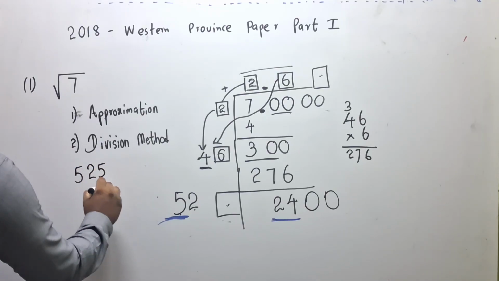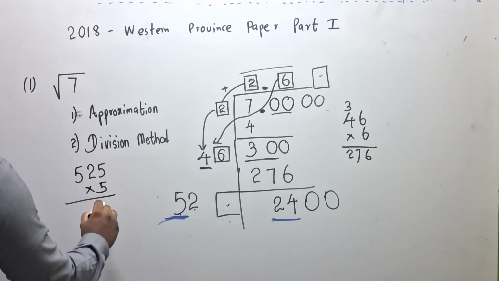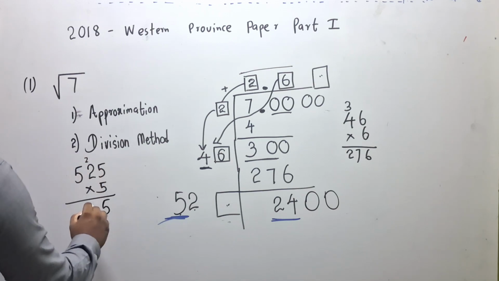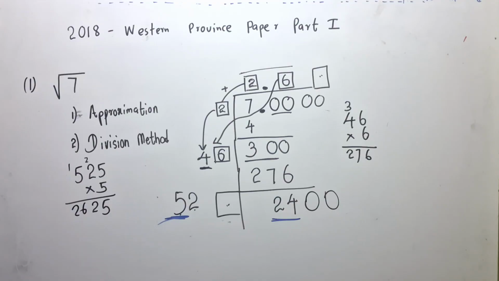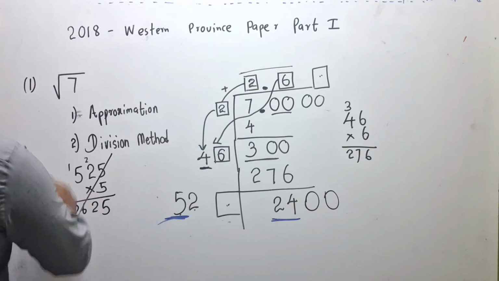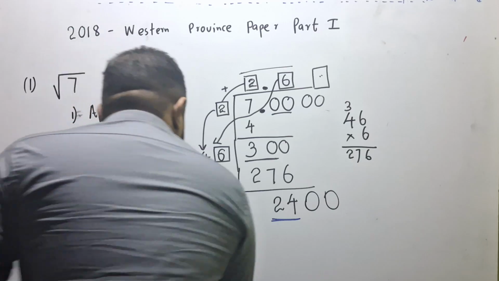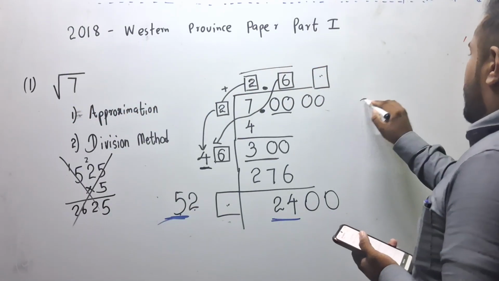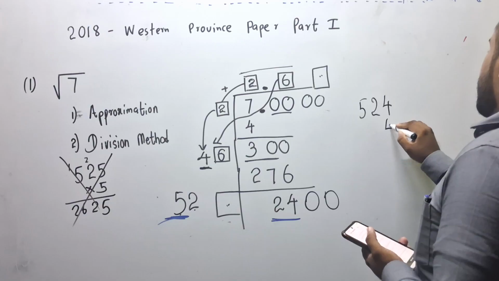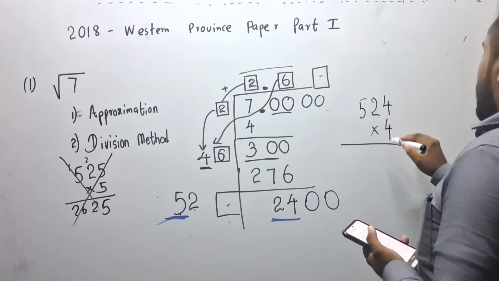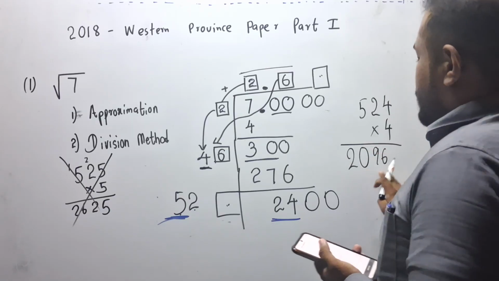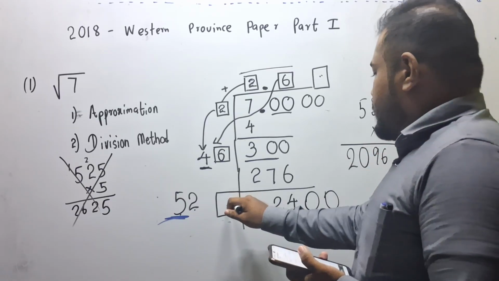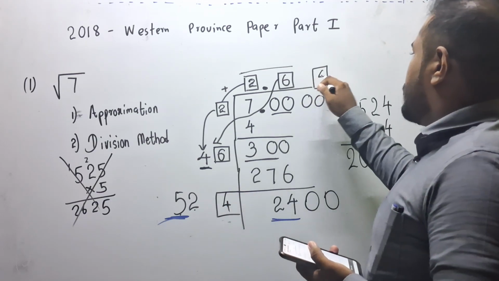I will show you. 5 times 5, 25, 2 remaining, 2 times 5, 10 plus 2, 12, 5 times 5, 25 plus 1, 26. Here, 2625 appeared. So it's not matching. What we have to input? 524 times 4. 24 times 4, 96. 5 times 4, 20. 2096. It's not exceeding 2400. So what comes here? 4, 4.